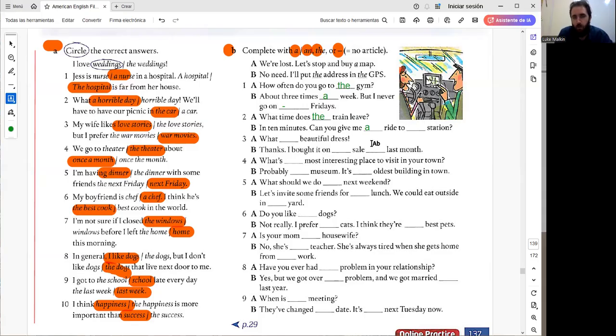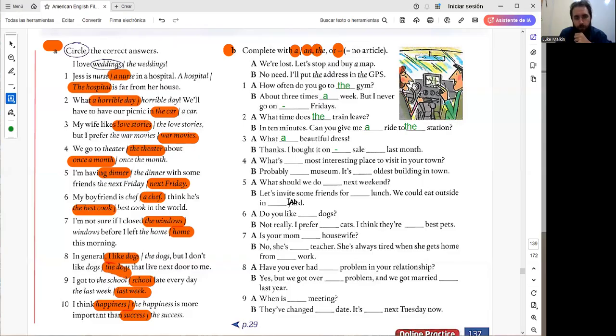Number three, what a beautiful dress. There are many dresses. This is one dress. B, thanks. I bought it on sale. There is no article necessary here. Last month. No article necessary here either.